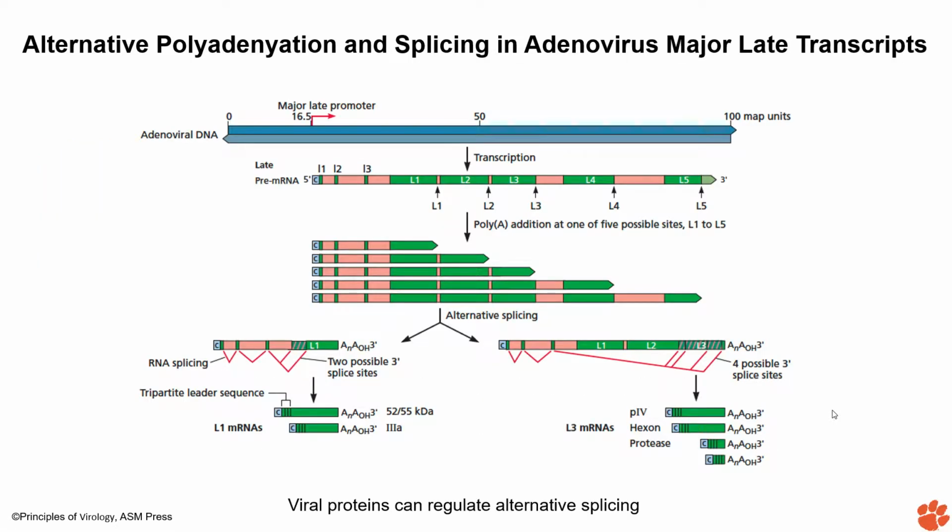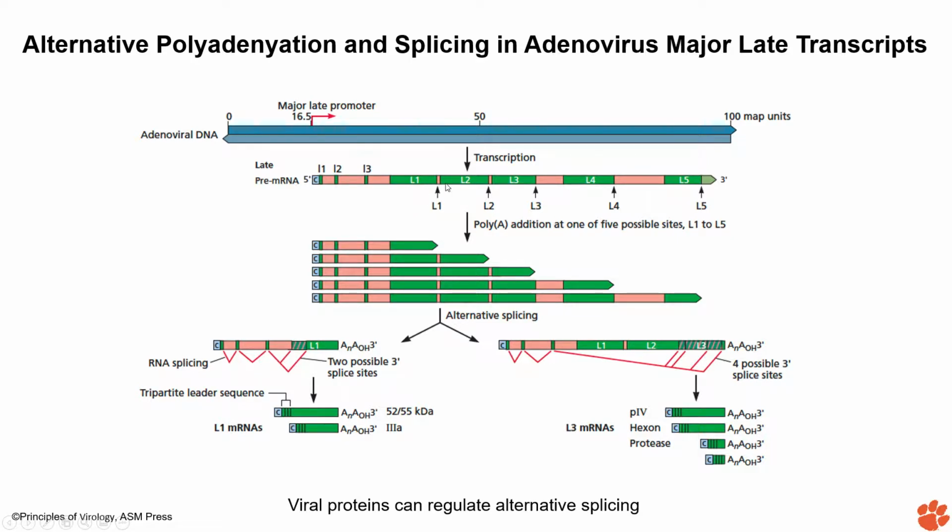So here we can look at the alternative polyadenylation as well as splicing for the major late adenovirus transcript. And although it looks very complicated, once I explain that, you will see that the take-home message is very simple. So here you have the full genome. Here is a major late promoter, and that will produce this pre-mRNA. You can see that 5' cap. And right here, these three greens are leader 1, leader 2, leader 3. These l's are in small, l1, l2, l3, leader 1, 2, and 3.